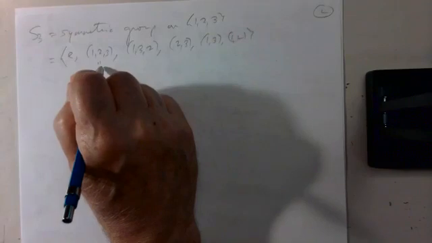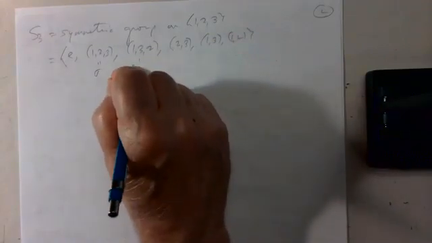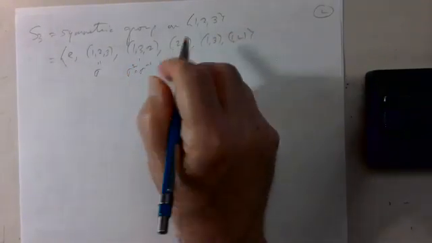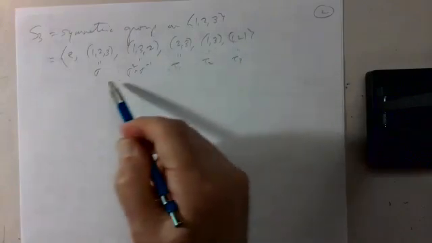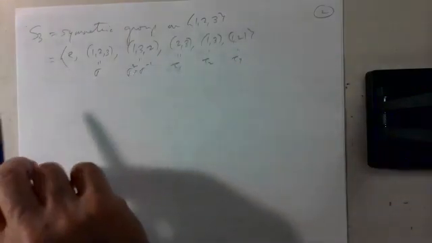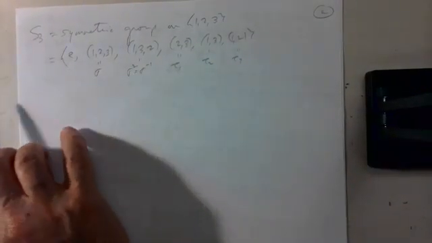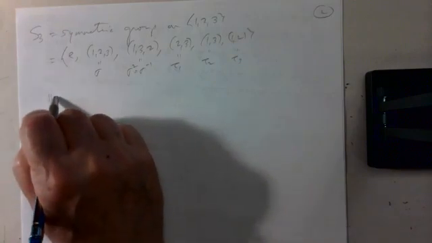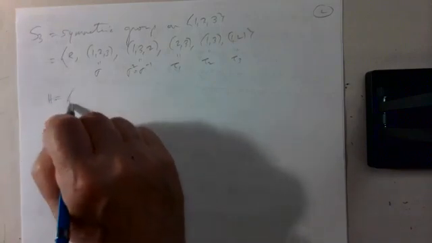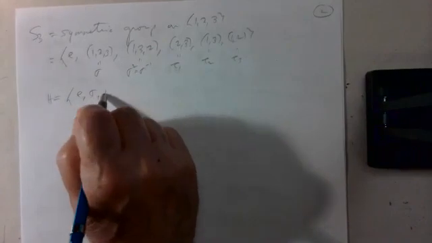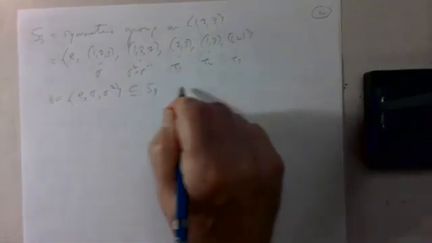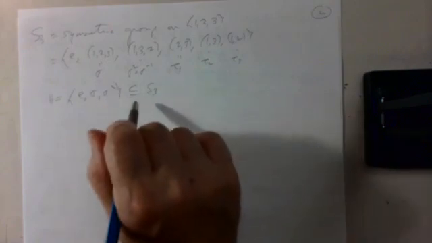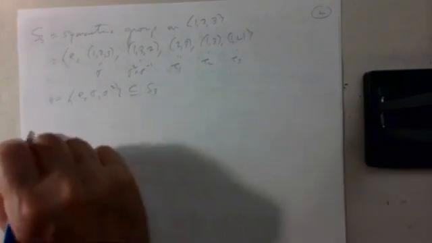I usually call this sigma. This is sigma squared, which is the same as sigma inverse. And this is tau 1, tau 2, and tau 3. So these are the 6 permutations in the symmetric group. And there's only one subgroup of order 3. I just take H to consist of the identity, sigma, and sigma squared, contained in S3. So this is, in fact, a multiplicative cyclic group of order 3.